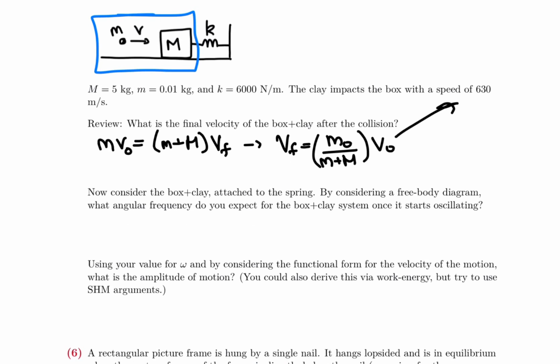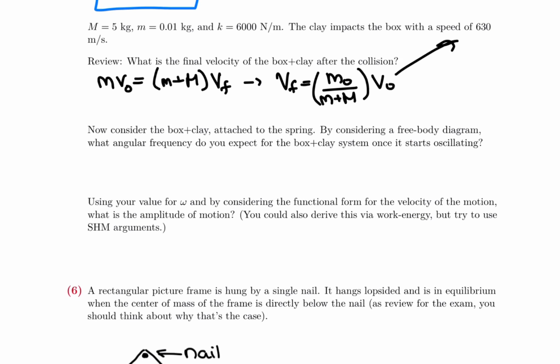Now it has some motion, so now it's moving to the right. The spring is going to get compressed as a result, and then it's going to try to push the box back to the left. And as a result, the box is going to undergo simple harmonic motion. By considering a free body diagram, what angular frequency would you expect?